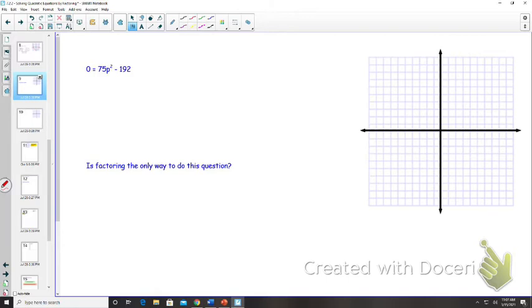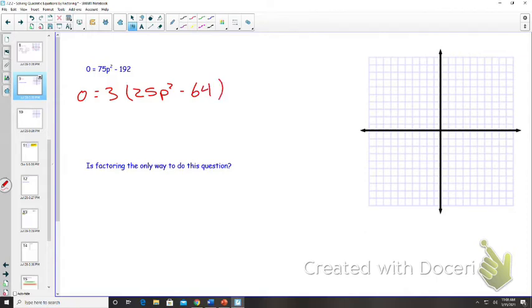75. 75 will not go nicely into 192. Think a little bit smaller. 1 will work, anything divided by 1 will work. 2, no. 3 will. So we take out a 3, we'll get 25p squared, and 192 divided by 3 is 64. Did you know that or did you calculate that? I calculated it.